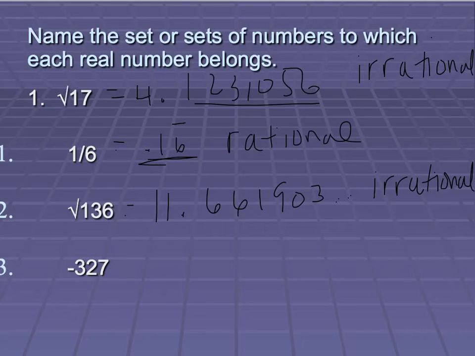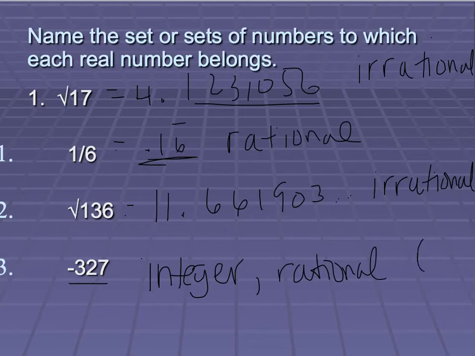And then the last one, -327, is a whole number. Okay, so that means, let's look back at our chart. It's negative, so that means it's an integer. Okay, and then if it's an integer, it must also be a rational number because it's in the circle before it.